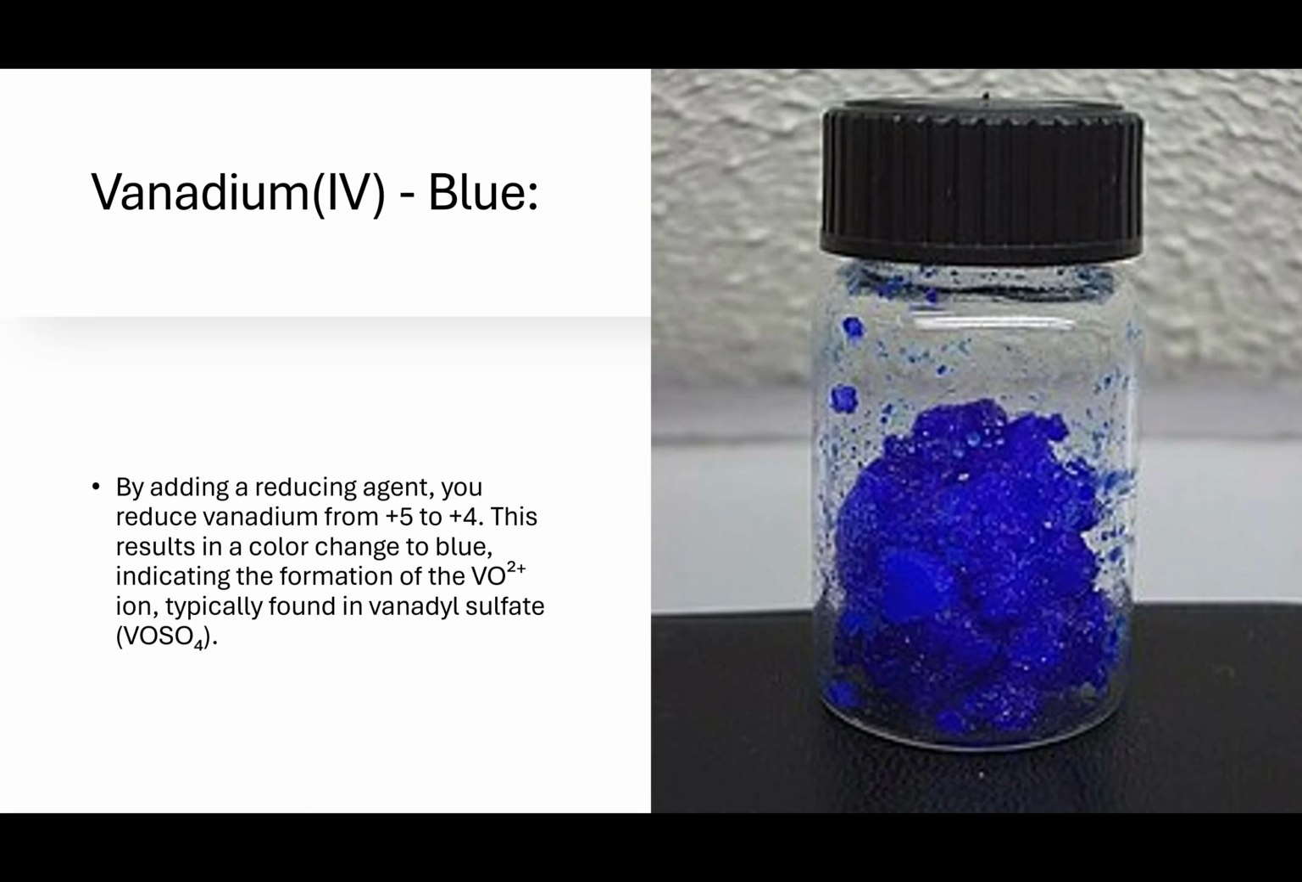Vanadium blue now, here we have vanadium plus 4. After adding a reducing agent, you reduce vanadium from the plus 5 to the plus 4 state, and this results in the bluish color that we see here on the right, indicating the formation of the vanadyl ions. This is usually found in vanadyl sulfate, VOSO4, which is this bluish color. So plus 5 is going to be the yellowish brown or just yellow, and plus 4 is going to be blue.